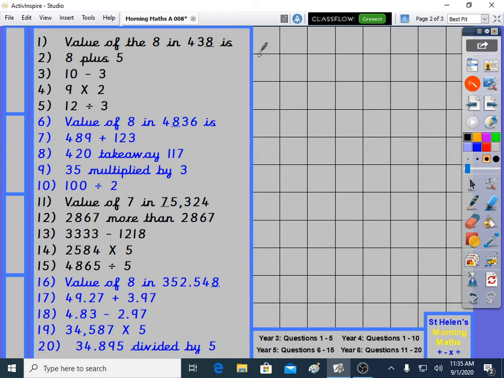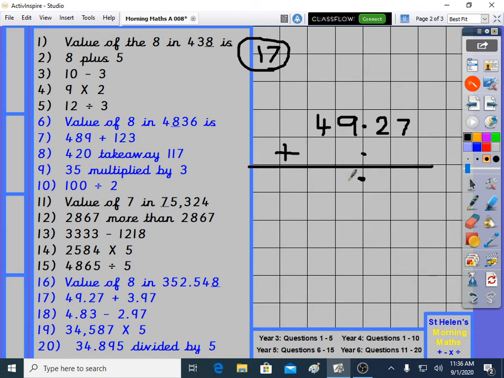What's this? Addition. 49.27. Just line up your decimal point all the way down with addition and subtraction and division. 49.27 plus 3.97. 7 and 7 is 14. 9 and 2 is 11 plus 1 is 12. 9 and 3 is 12 plus 1 is 13. 4 and 1 is 5. 53.24. I'm checking that in my head and I can see that it is right. That wasn't too hard to check that one.